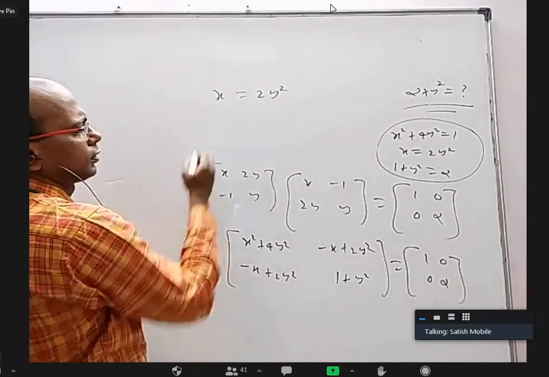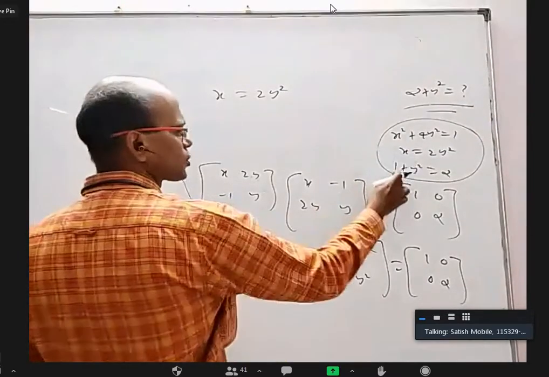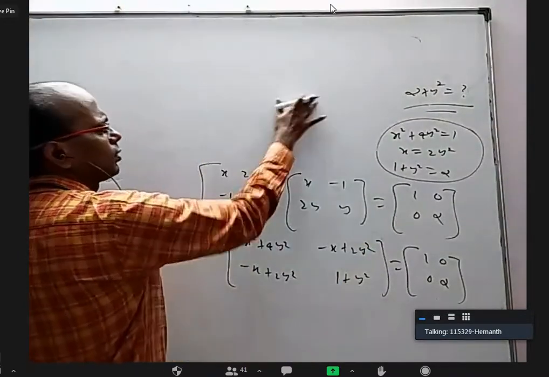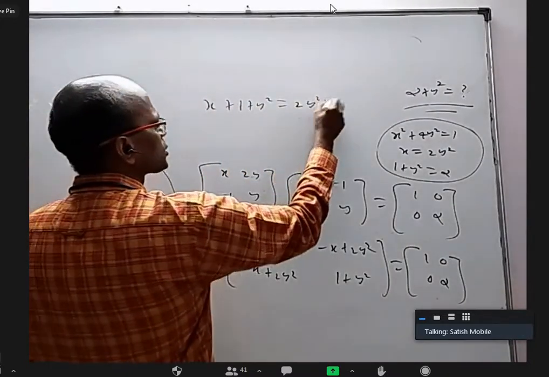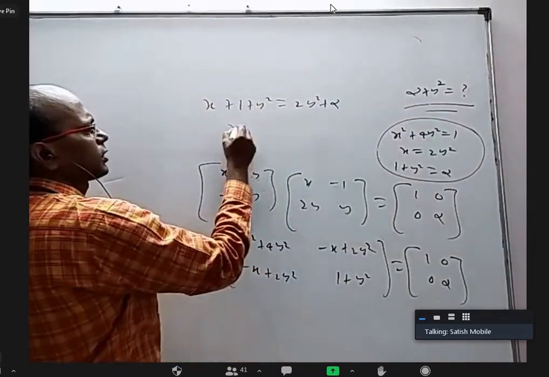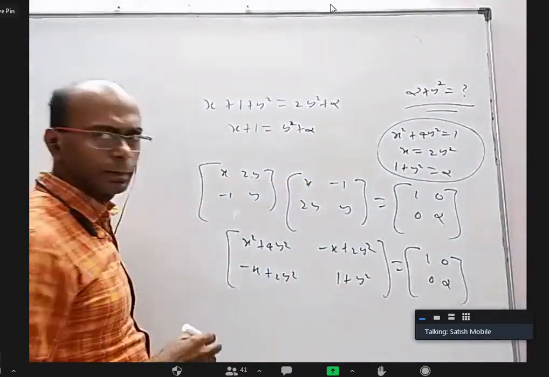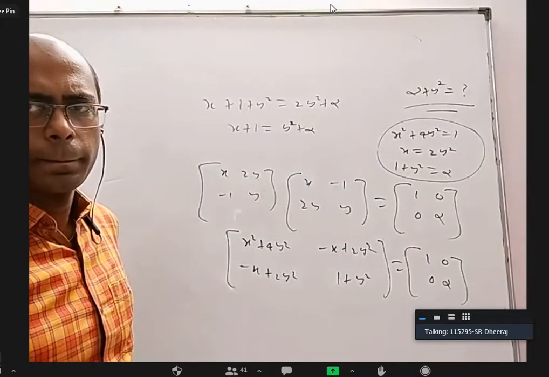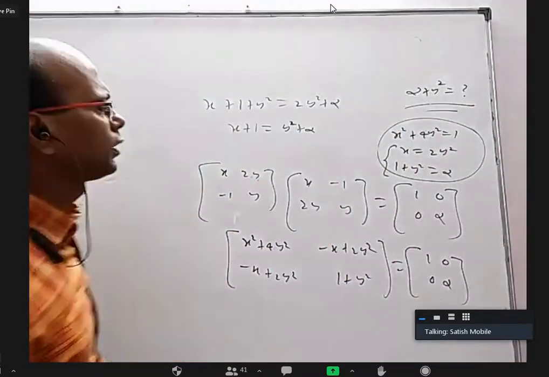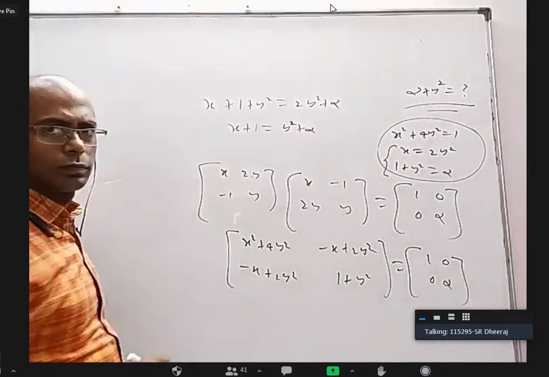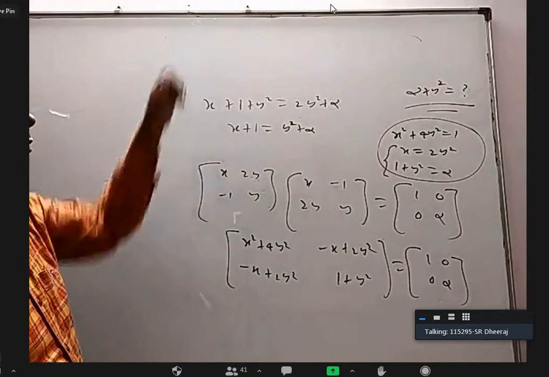No, sir, we will add y square. You want me to add these two? Okay, got it. x plus 1 plus y square equal to 2y square plus alpha. One y square will cancel. You will get x plus 1 equal to y square plus alpha. Are you saying this? Yes, sir. Add these two equations. We got this. Now y square plus alpha value directly we got.